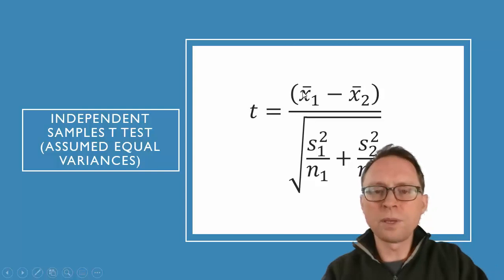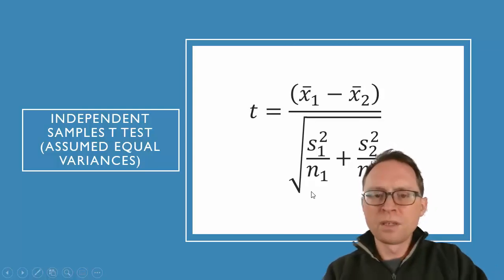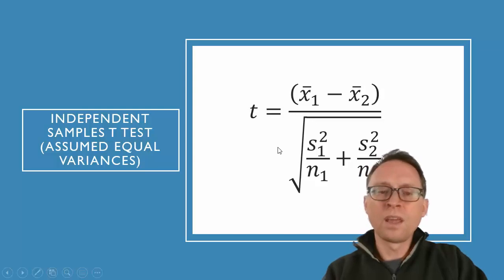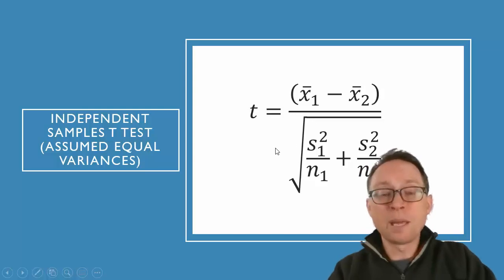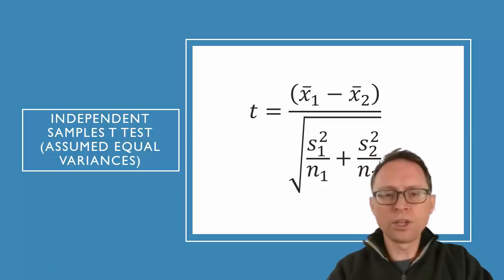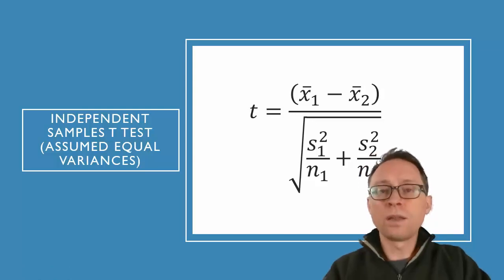Okay, so this is going to be the mean of psychology majors minus the mean of business majors divided by the variance of psychology majors divided by the number of psychology majors plus the variance of business majors divided by the number of business majors. You take the square root of that whole thing, and then we get an independent samples t-test. So here's what I want you to do. Let's work on an example.